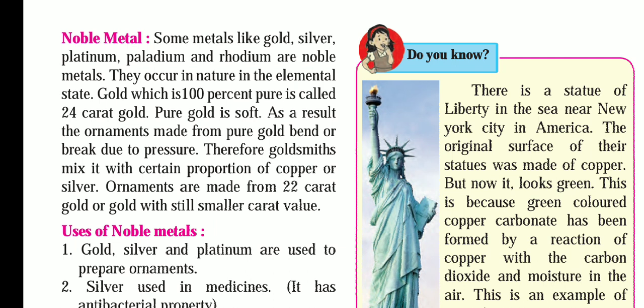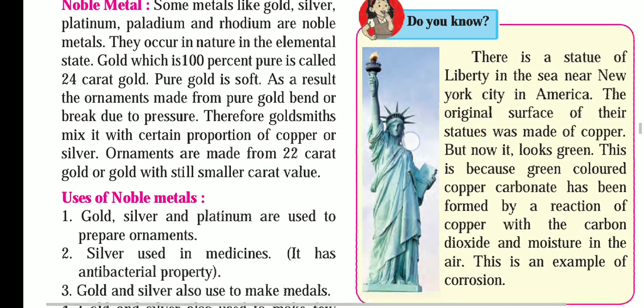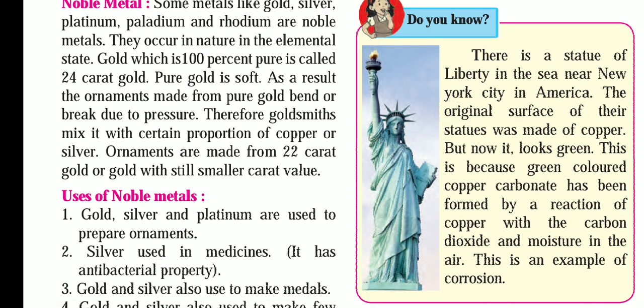Okay, silver and copper are added to the 24 karat gold, and then it is made into an ornament. It is given that ornaments are made from 22 karat gold or gold with a smaller karat value. Mainly 22 and 23 karat gold is used to make ornaments.